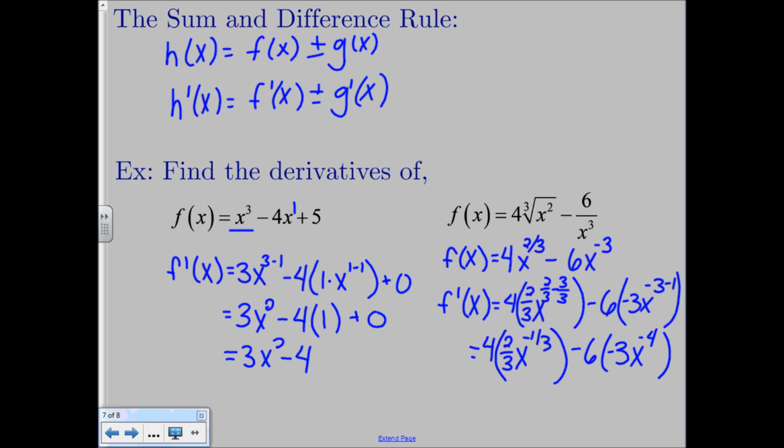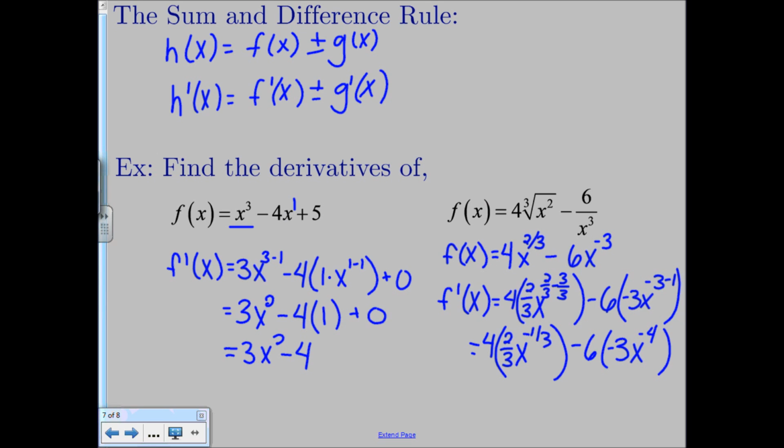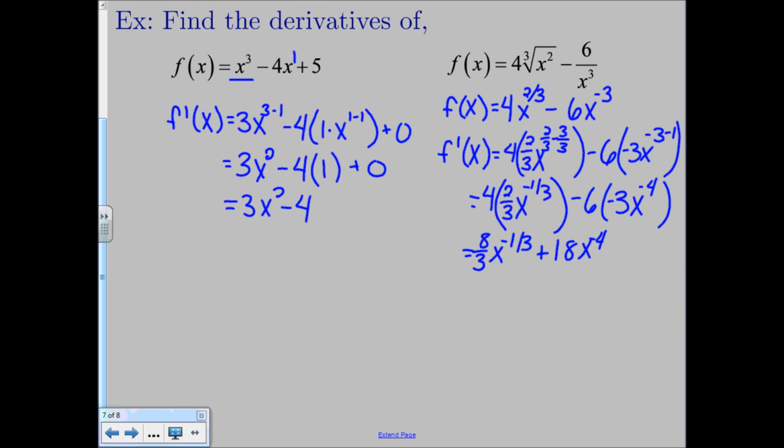Okay? So if we simplify now, we're going to get 8/3 x to the -1/3 plus 18 x to the -4. We might want to rewrite those just to get rid of our negative exponents to make things a little prettier. So we're going to get 8 over 3 cube root of x, that's what that 1/3 power means, plus 18 over x to the 4th. There you go. That's your derivative.